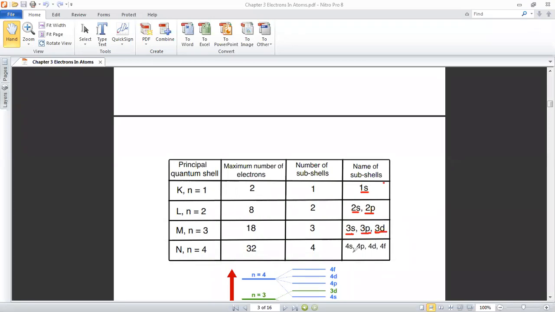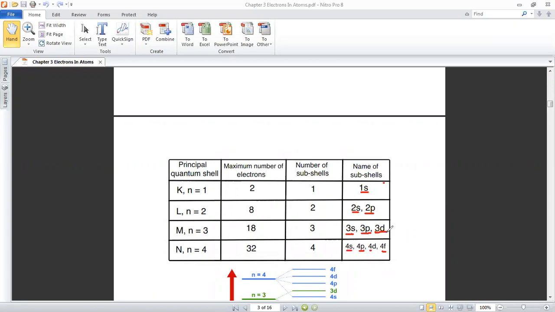Then in the fourth shell, there will be 4 subshells, 4S, 4P, and 4D. And then 4F is also there. But we will not be required to fill the 4F. We will be stopping at 4S or 4P, and we do not need to go to 4D even. So the principal quantum shell number will tell us how many subshells are there.